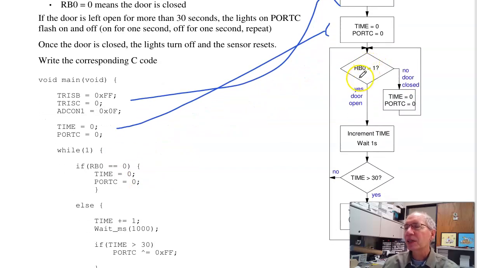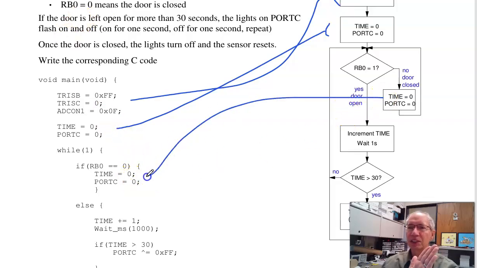Check: if RB0 equals 0, I want to clear time and port C. So this is like a door. If the door is open for 30 seconds, I want the lights to blink on and off once a second. If it closes, I reset my timer. So when it's 0, door closed, I reset the time, clear port C. That's this section of code.